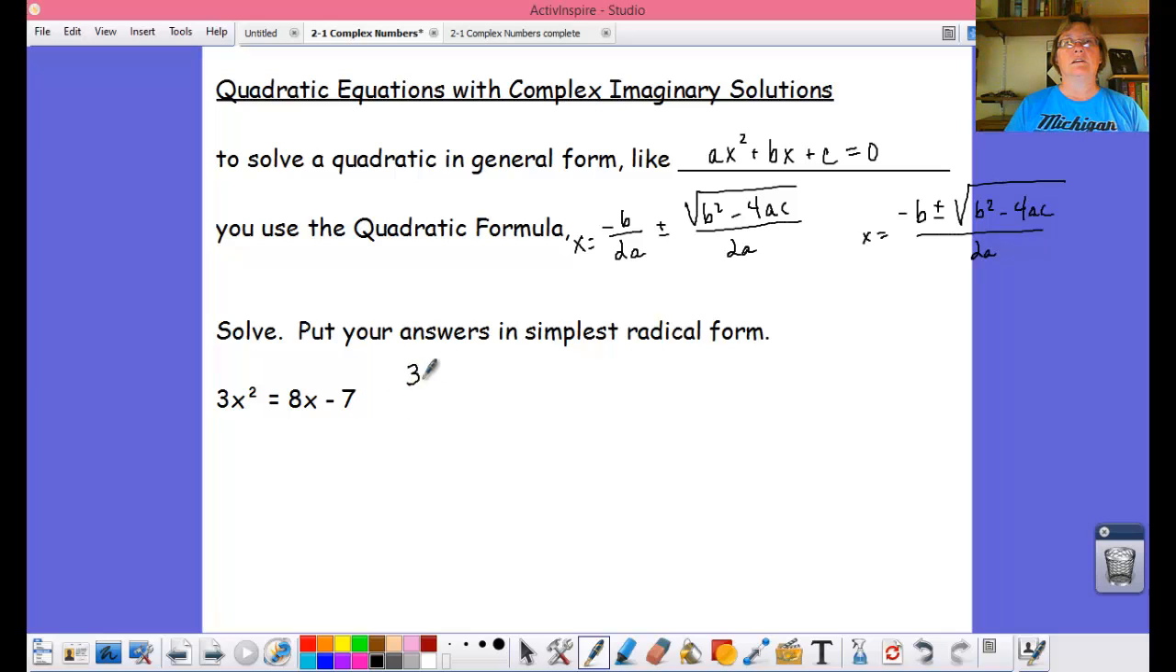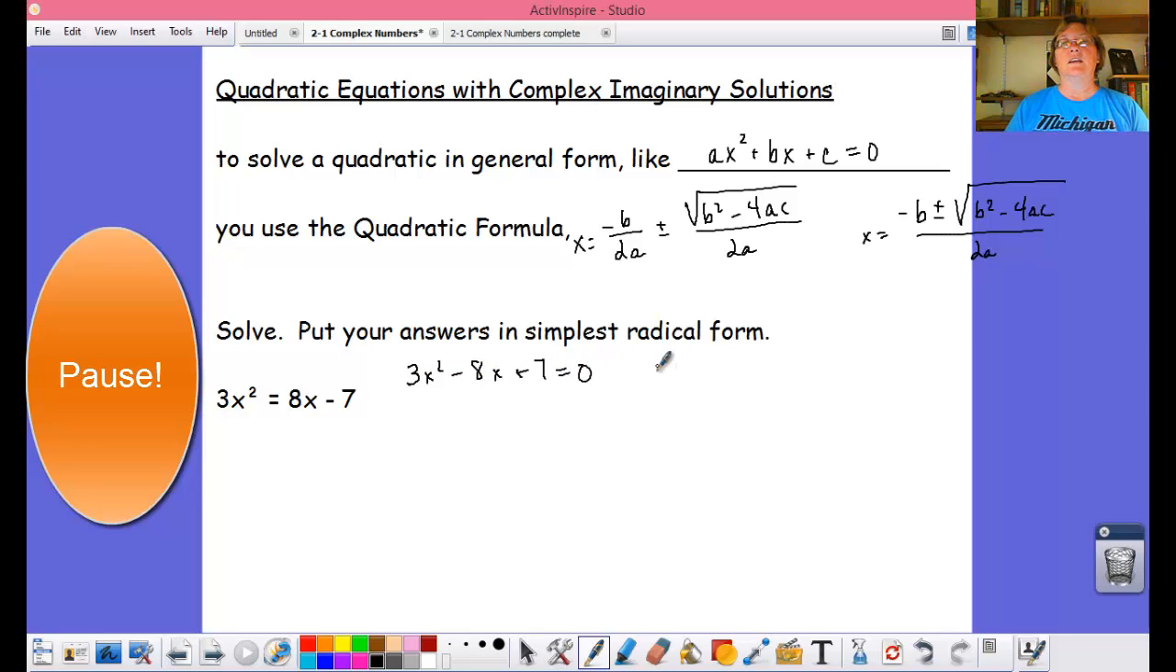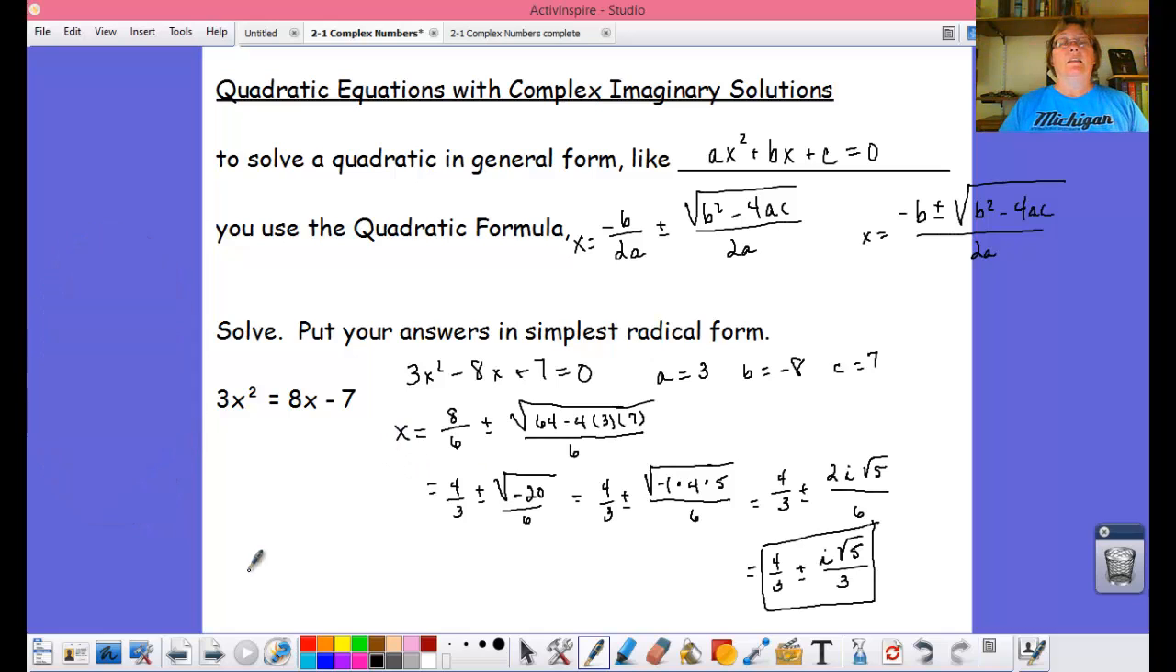So we're 3x squared minus 8x plus 7 equals 0. That means for the quadratic formula, a is 3, b is negative 8, and c is 7. Please pause the video and let's solve this quadratic equation. Here's my work for this quadratic equation.